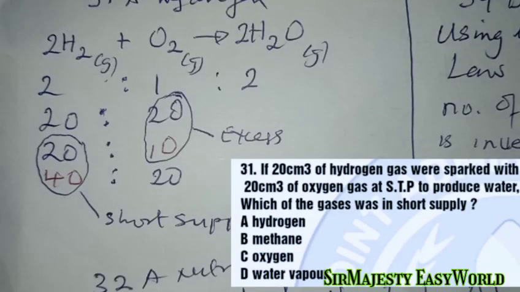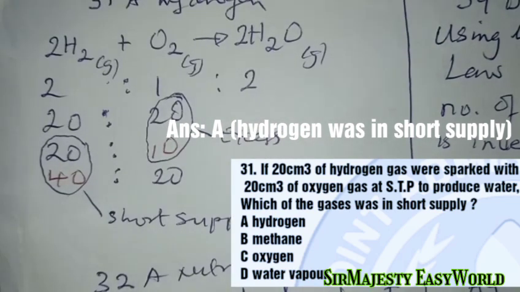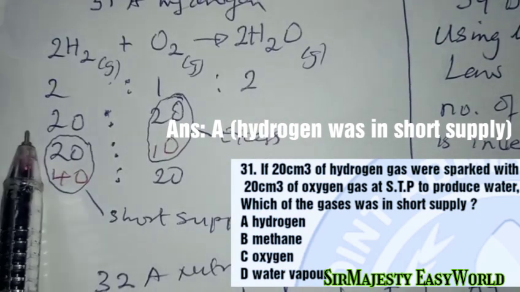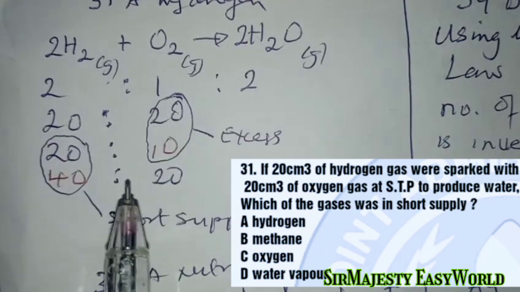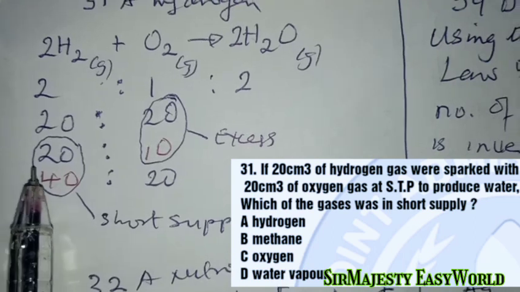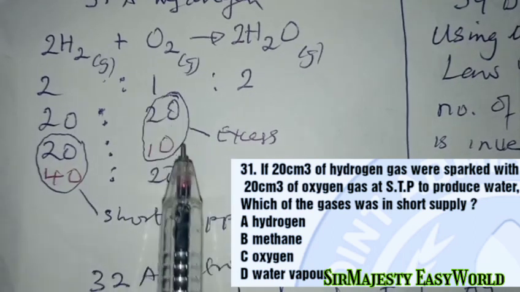For question 31, look at the equation. This is the normal reacting ratio, 2 is to 1 is to 2. Then the given volume, according to the question, is 20 cm cube of hydrogen gas and 20 cm cube of oxygen. Watch it, you can do it 2 is to 1, that means 20 is to 10. If you do it in this case, it shows that oxygen is in excess.